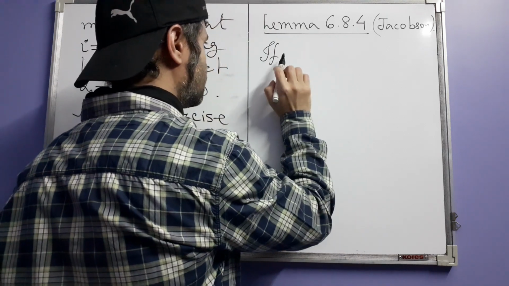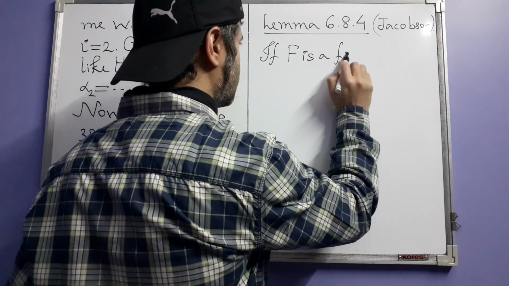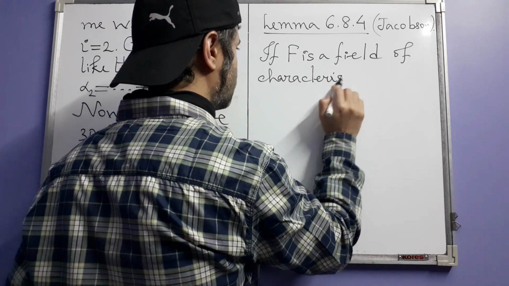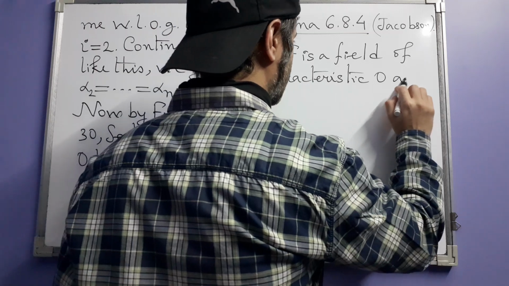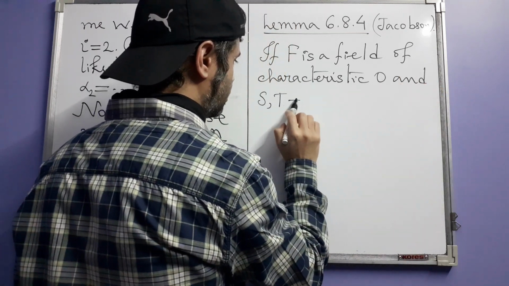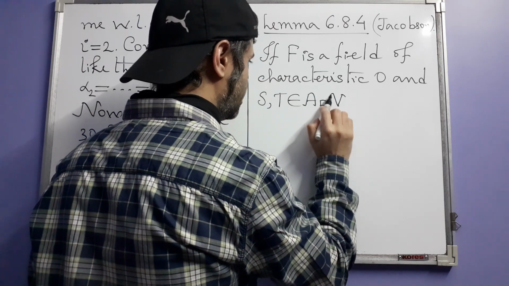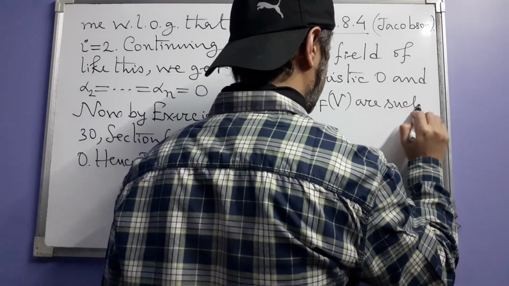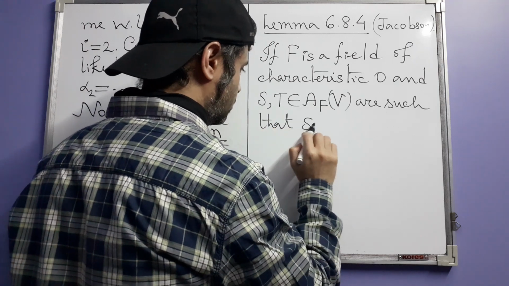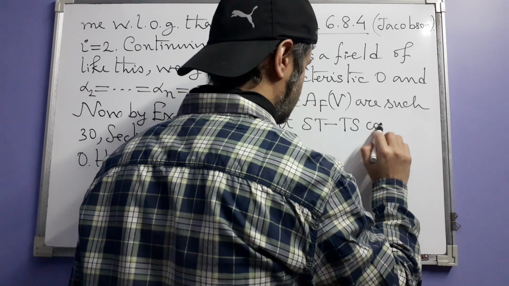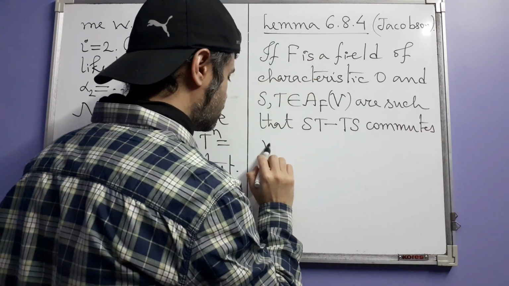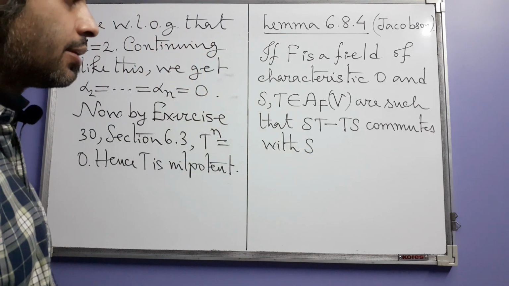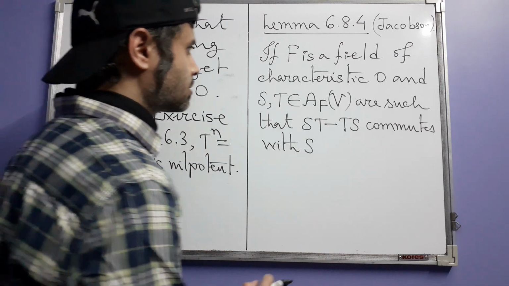If F is a field of characteristic 0, and S and T are linear operators on V over F, and they are such that the operator ST minus TS commutes with S. Okay. Seems like an ad hoc condition, but let's see where it takes us.